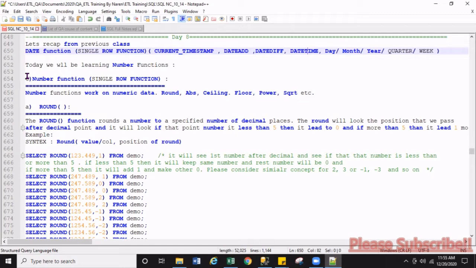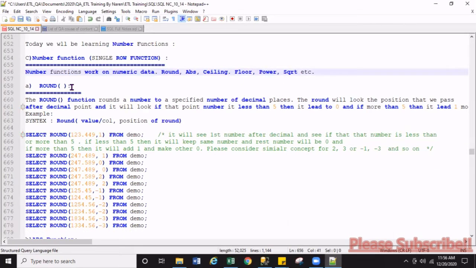Today, we'll be learning the number functions. There are 4 or 5 types of number functions that we are going to learn. So, what is a number function? A number function is applied to number data, meaning numeric data like 1, 2, 4, 5, or decimal data. The functions are round, ABS, ceiling, floor, power, square root, and there are many more, but in this video we will discuss only these functions.